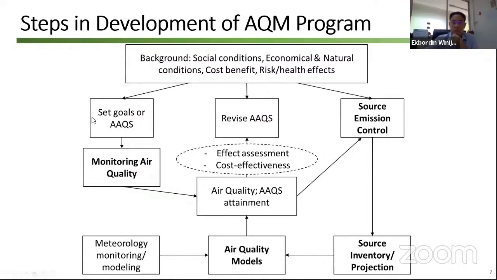So first, we need to set goals. We need to set the ambient air quality standard first. So we set the ambient air quality standard so that, okay, in the ambient air, the concentration of a specific pollutant should not be higher than this.